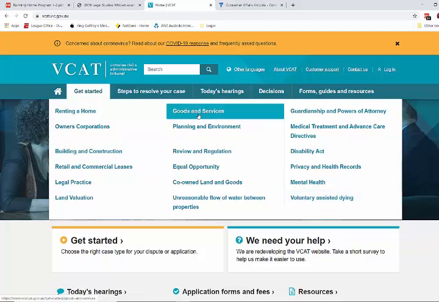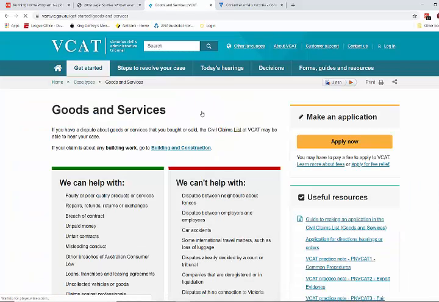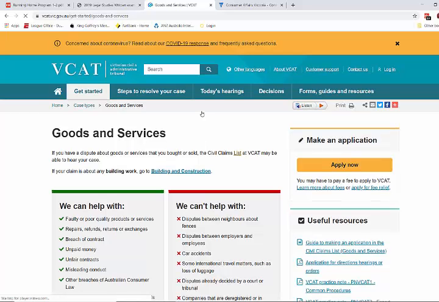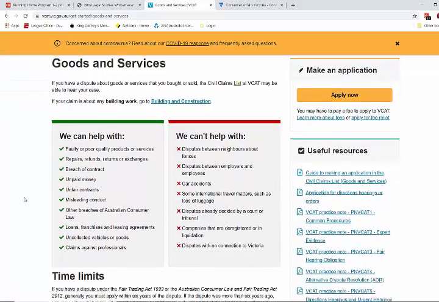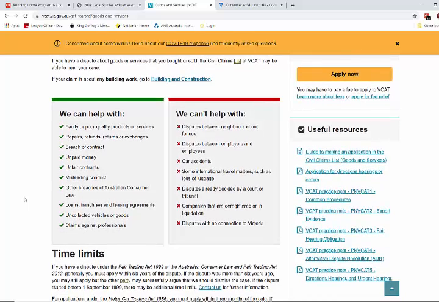But in this instance, obviously, dry cleaning is a service, and she has lost a good with that, but we are going to focus on goods and services, which I know most of, or a lot of, the questions that we've had about VCAT in the last few years have generally resulted around. So we can see here that straight away we get a list of things VCAT can help us with and what they can't help us with.